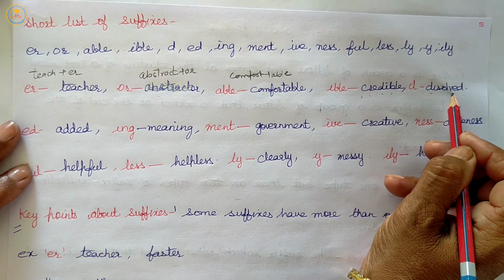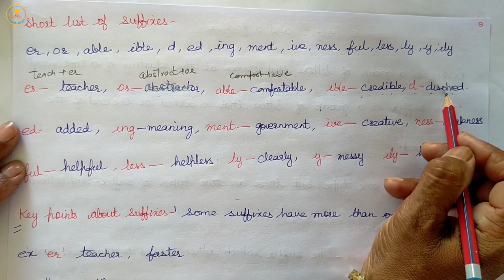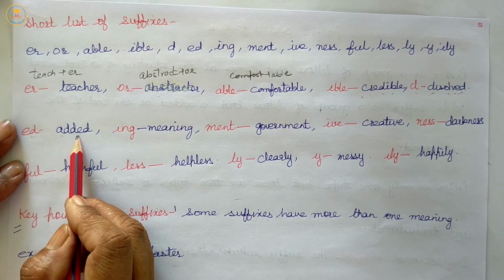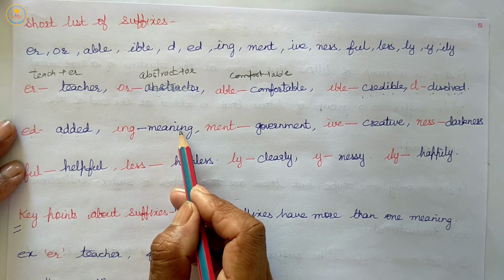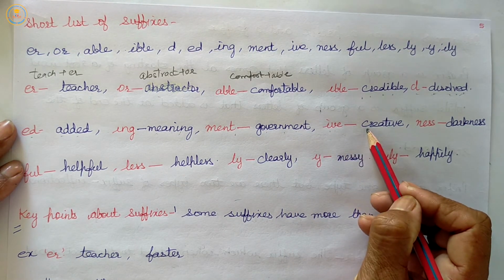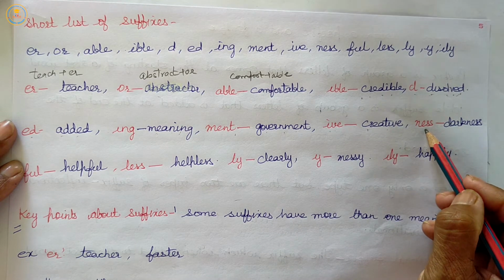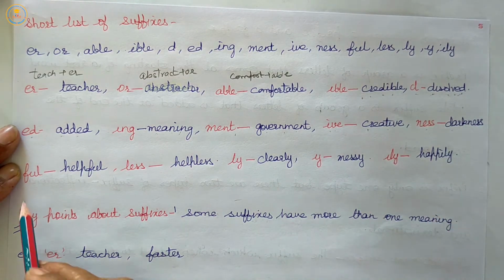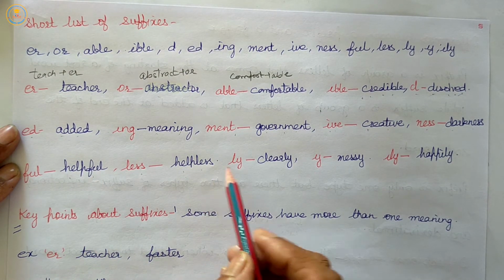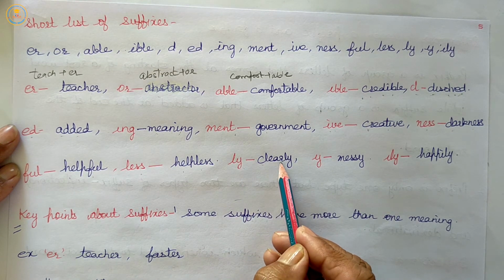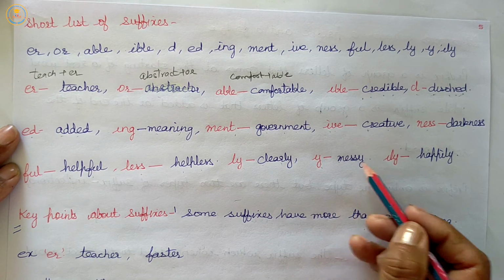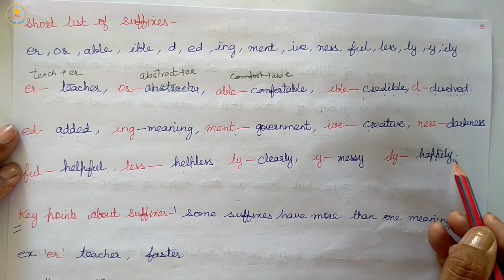Dis plus all, dissolved. Here, D, we can write dissolved. Here, ED, add plus ED. ING, mean plus ING. Meant, govern plus meant. IVE, create plus IVE. NESS, dark plus ness. FUL, help plus full. LESS, help plus less. LY, clear plus ly. Y, we can write mess plus y, messy. ILY, happy plus ILY, happily.